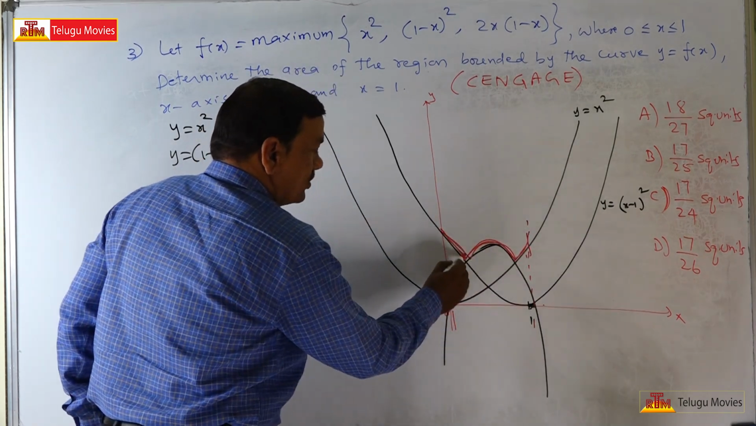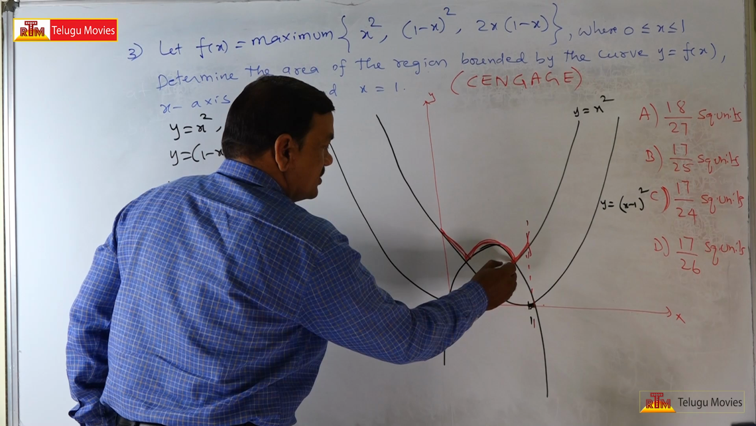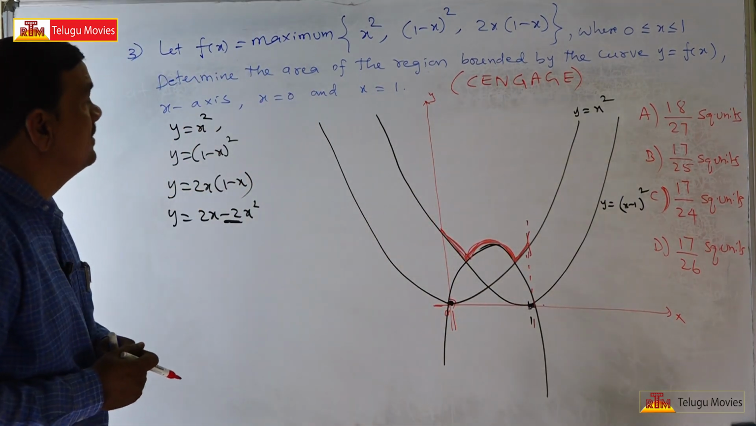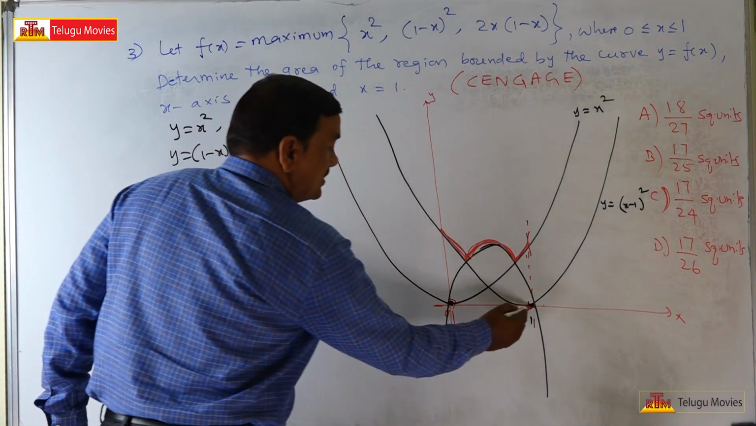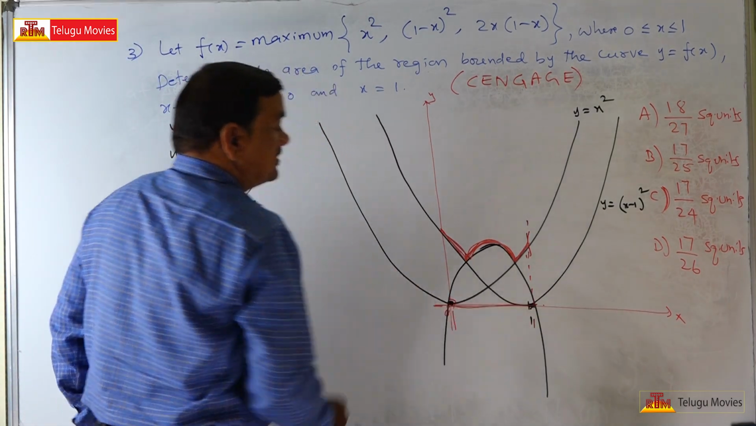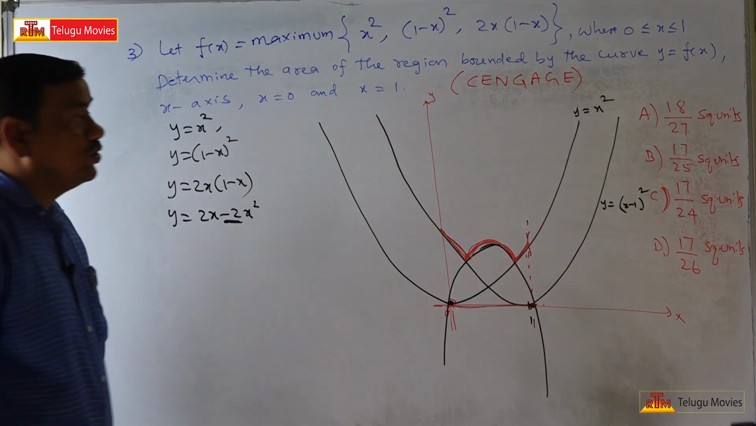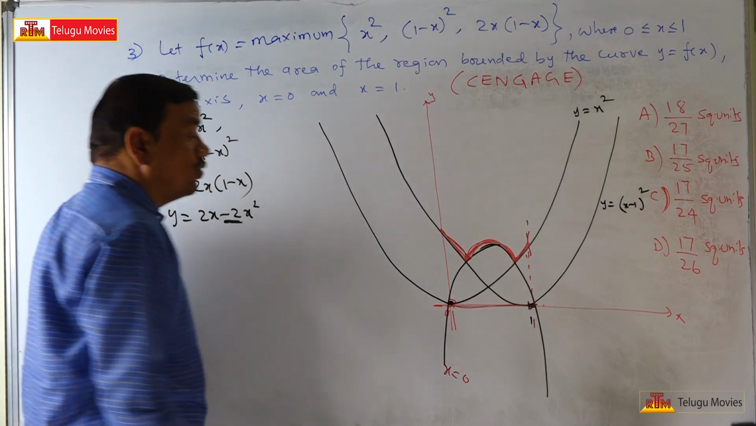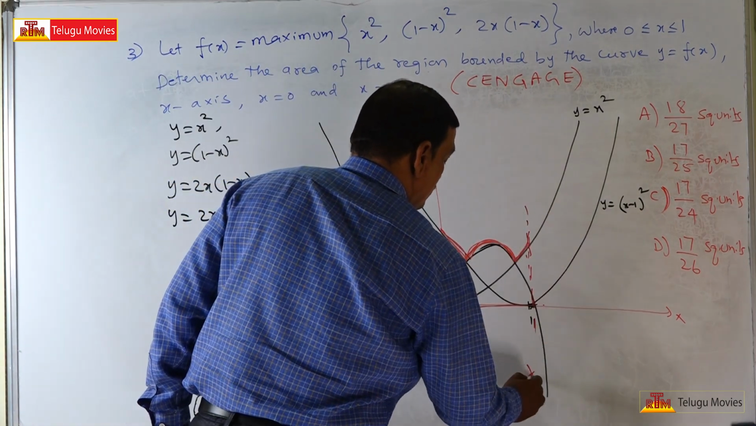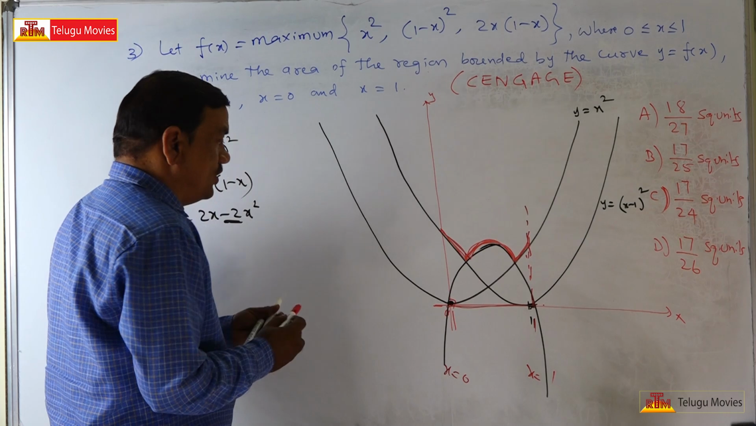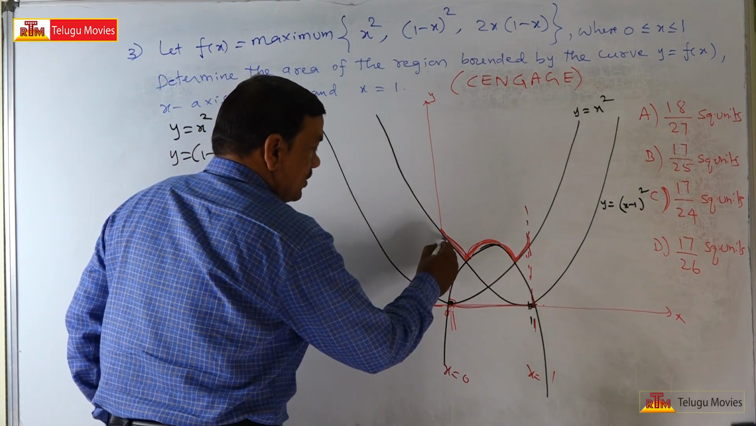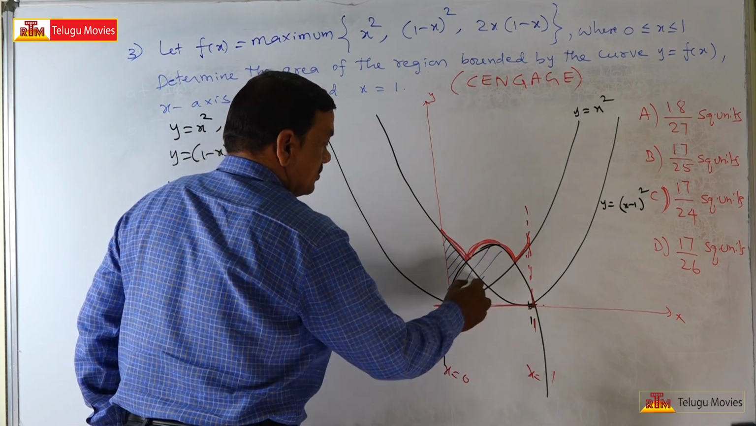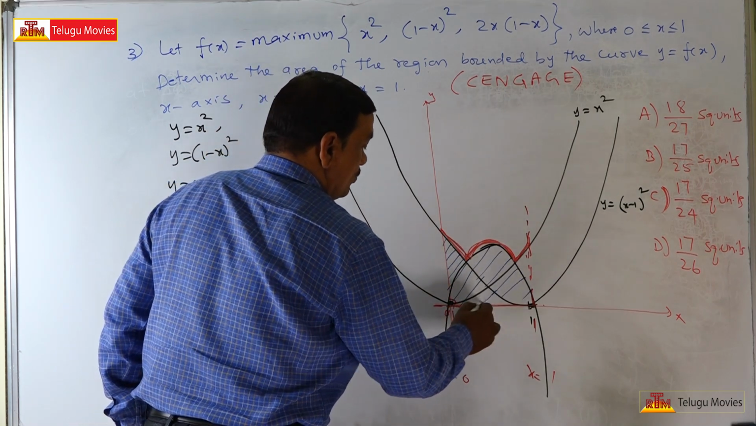So this curve you have to take, this is the maximum curve between the interval 0 to 1 and the x-axis. That means this is the x-axis, x is equal to 0 means the y-axis, and x is equal to 1 means this is the line x is equal to 1. That means what area you have to find out? This area you have to find out.